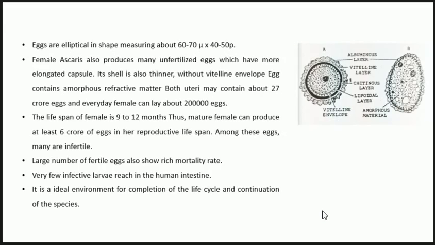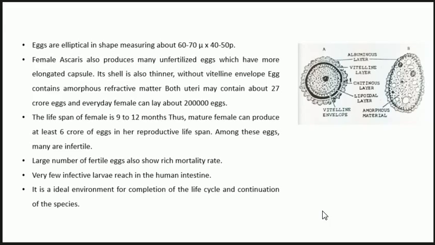Now after this, the explanation about the egg formation. Eggs are elliptical in shape, measuring about 60 to 70 micron. So this is the fertilized egg that has been formed, and female Ascaris produces many unfertilized eggs which may have a more elongated capsule. Its shell is also thinner without vitelline envelope, remember; which is not fertilized, it will not have the vitelline envelope. Then you have the amorphous refractive matter.